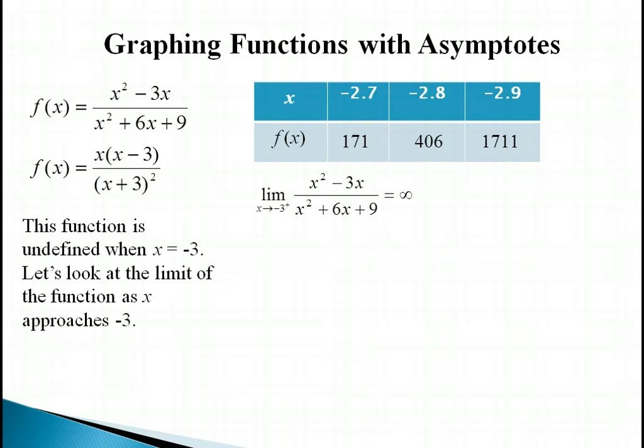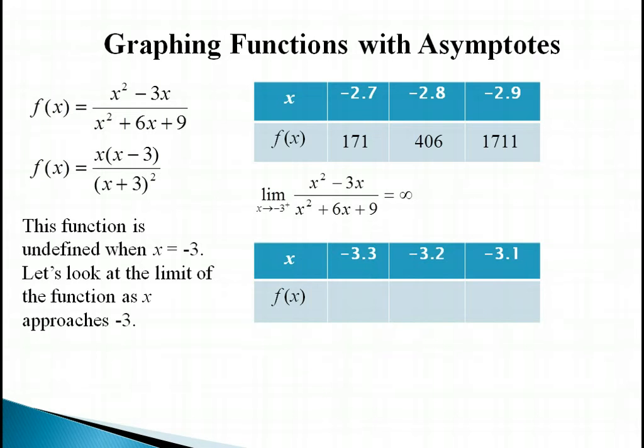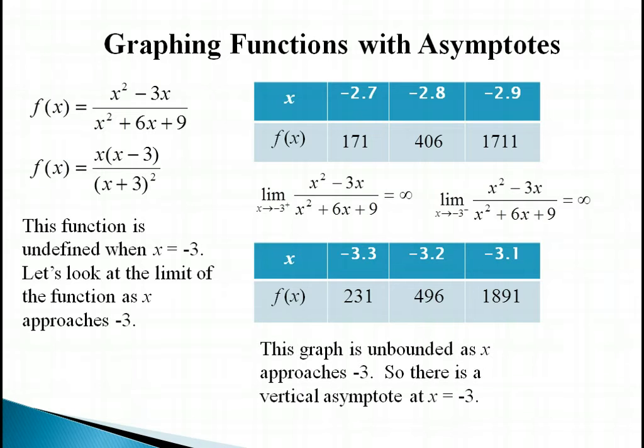Let's go on the other side of negative 3 and see what happens. So I'm plotting in negative 3.3, negative 3.2, and negative 3.1. And again, the numbers are rapidly moving up toward infinity. So this limit is also going to infinity. So we would say that the limit as x approaches negative 3 is equal to infinity, which means that our graph is unbounded. And if it's unbounded, that means that there is a vertical asymptote at x equals negative 3.